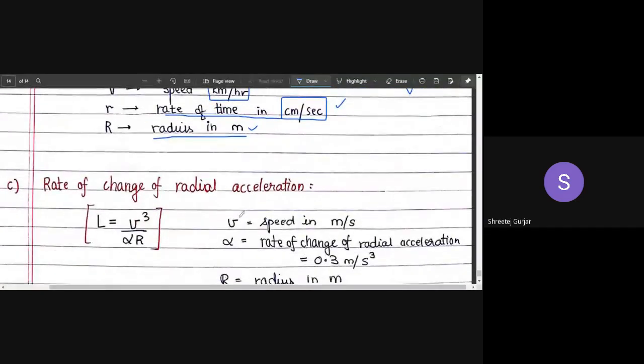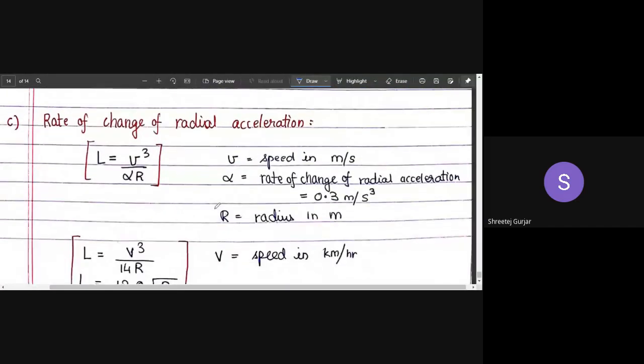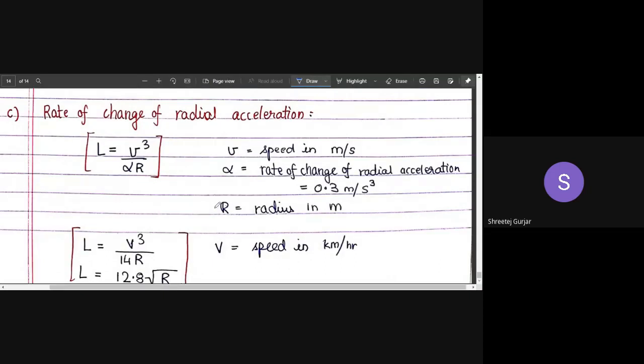Then moving on to the third method of calculation of the length of your transition curve. You can see it is called the rate of change of radial acceleration. So this is based on change in acceleration. You have to change your acceleration slowly as you move into your transition curve. So the rate of change of this particular acceleration, right?